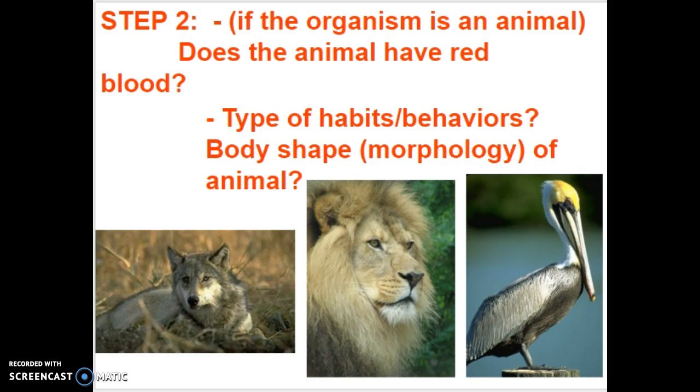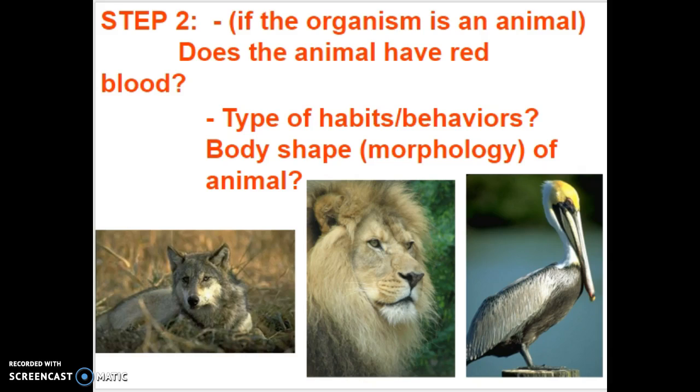So then the next step is, if it was an animal, he asked, does the animal have red blood? For example, insects do not have red blood. They have different bodily fluids. So then he would ask, what types of habits or behaviors did that animal have, and what's its body shape?